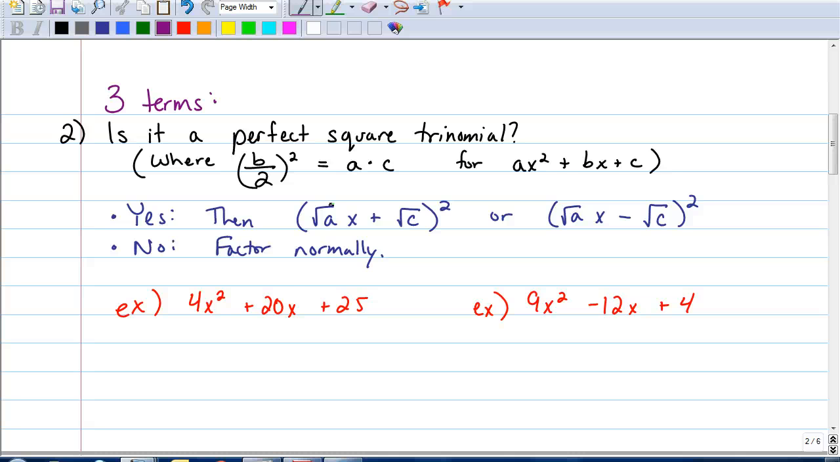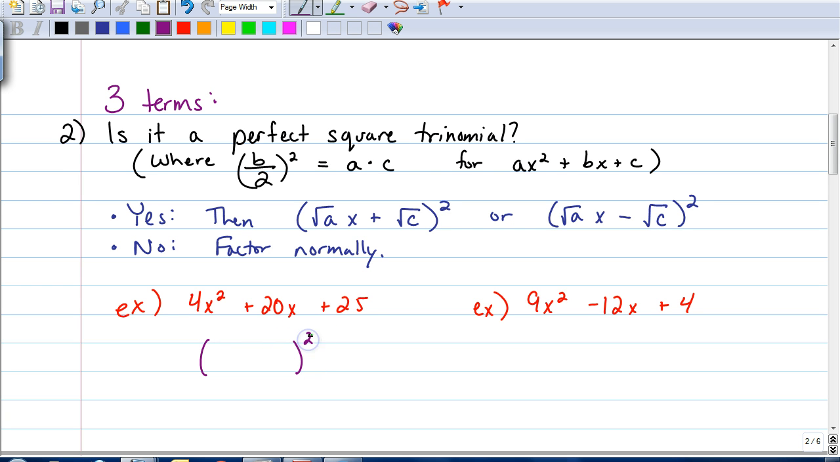Here I have 4x squared plus 20x plus 25. So I'm going to see, is this a perfect square trinomial? So I would take half of b. B is 20. B is just the 20. Half of 20 is 10. 10 squared gives me 100. Well, it turns out that a times c, 4 times 25, is also 100. So the fact that those 2 values are the same tells me it's a perfect square trinomial.